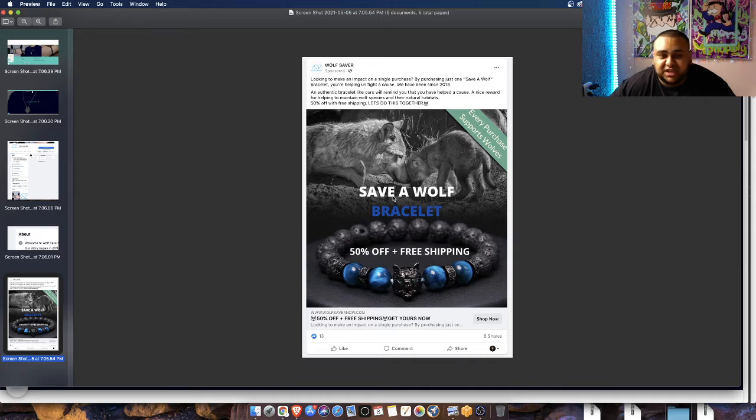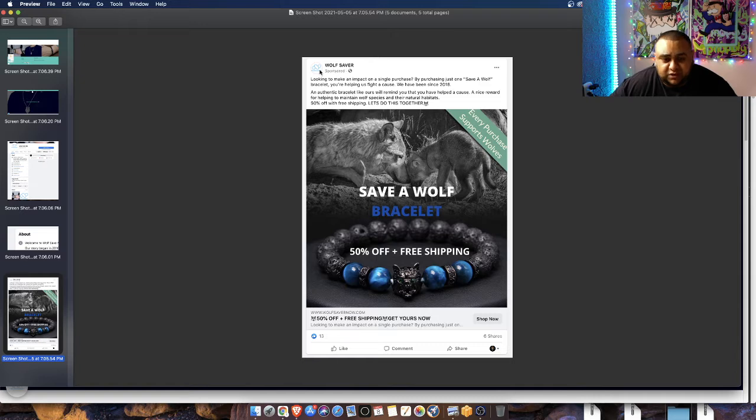I mean, there's two incentives here. The first incentive is that they get what seems to be, based on your ad, a cheap bracelet. And the second thing is a portion of that money goes to saving the wolves campaign, essentially, right? So let's go ahead and continue to read.